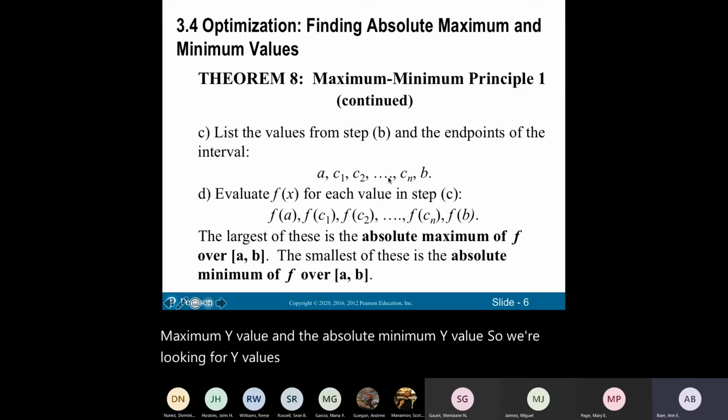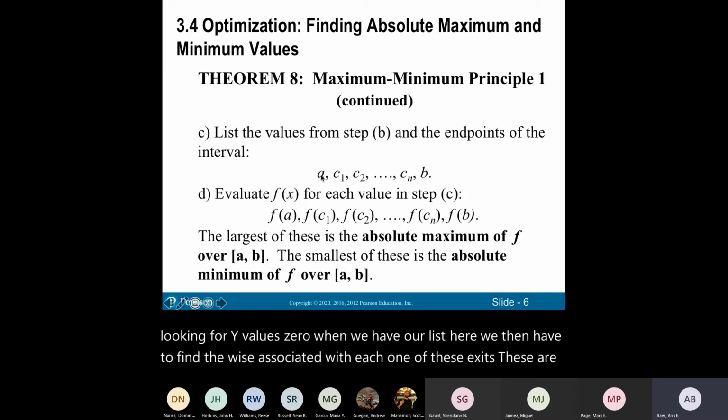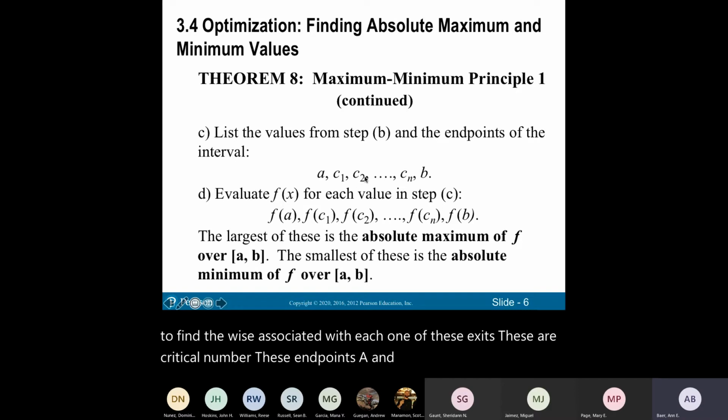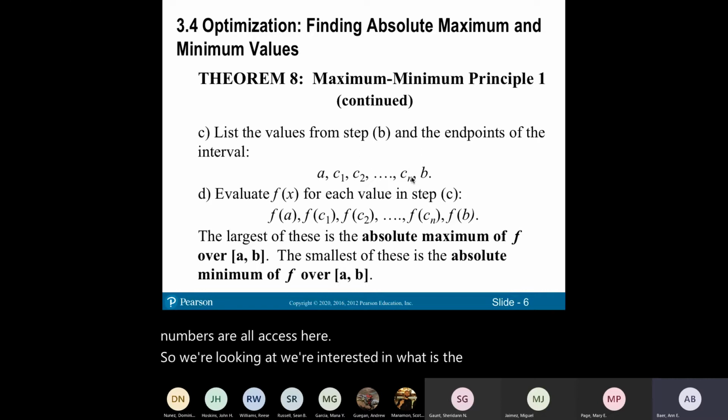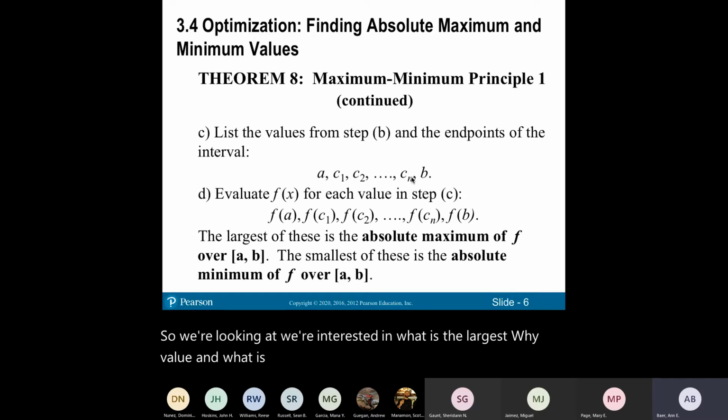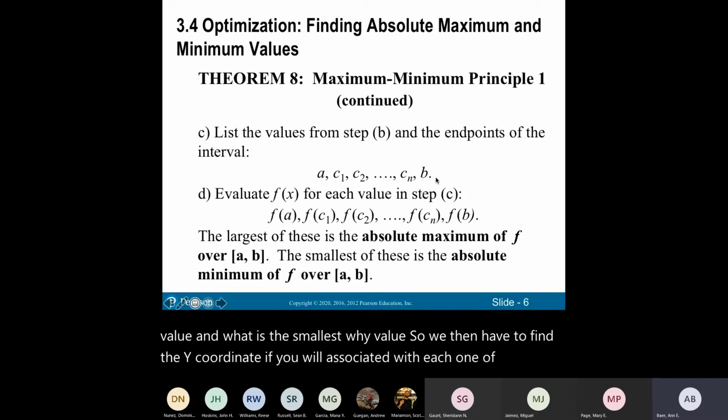So when we have our list here, we then have to find the Y's associated with each of these X's. These critical numbers and these endpoints, A and B, are X's. We're interested in what is the largest Y value and what is the smallest Y value. So we then have to find the Y coordinate, if you will, associated with each one of these X coordinates.